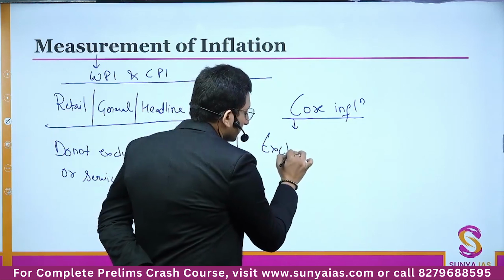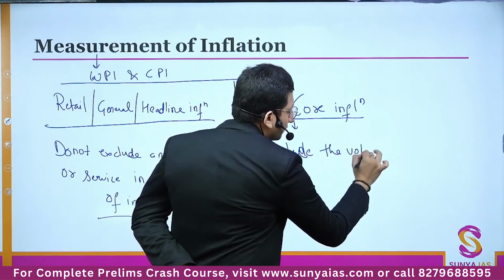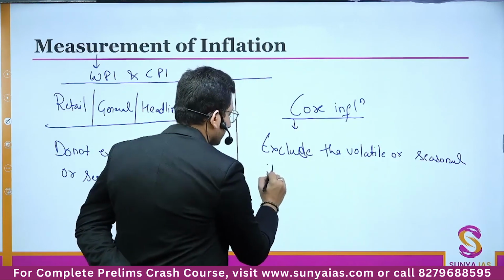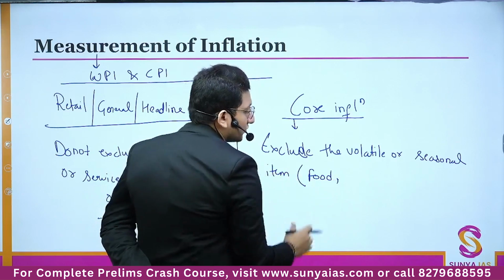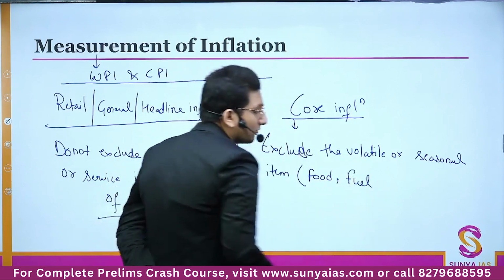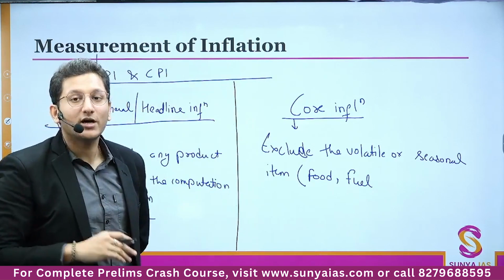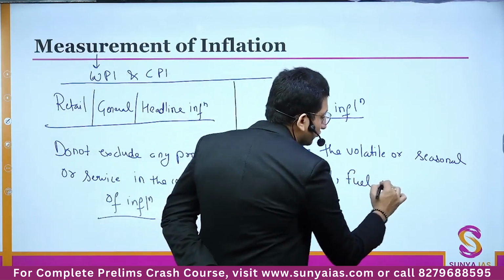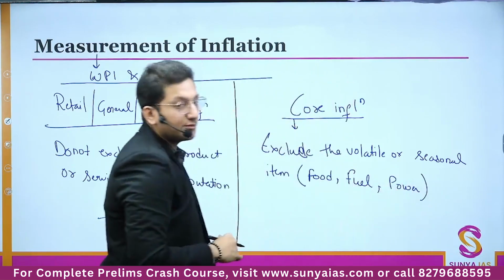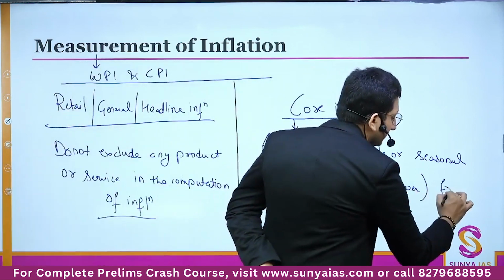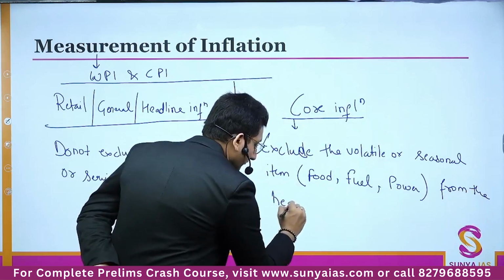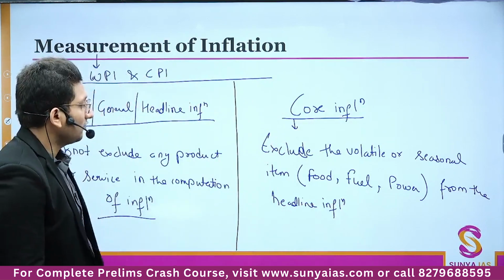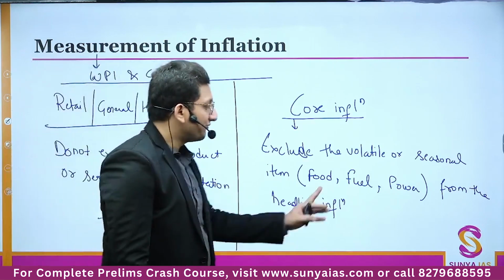When I exclude the volatile or seasonal items such as food, ये तो seasonal हो गया, and volatile fuel, क्योंकि हम लोग import dependent हैं, right? अगर रशिया यूक्रेन वॉर हो रही है या इसराइल हमास वॉर हो रही है, so this is going to affect the fuel prices, right? So it is volatile in nature, fuel and power, because fuel से ही power भी बनेगा, right? From the headline inflation, right? So this is what we called core inflation. Okay, when we exclude the volatile or seasonal items, that is food, fuel and power.